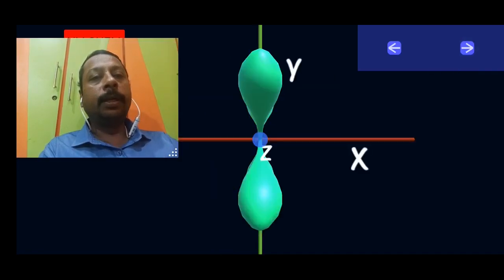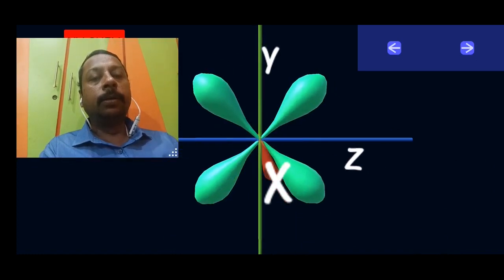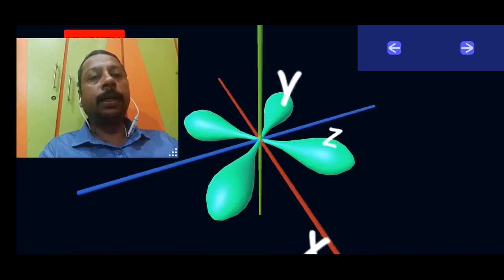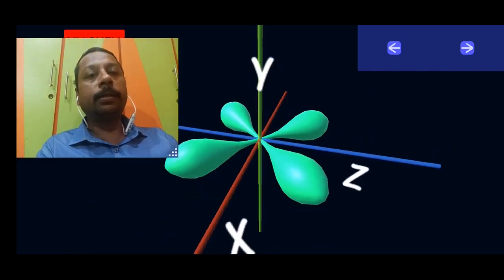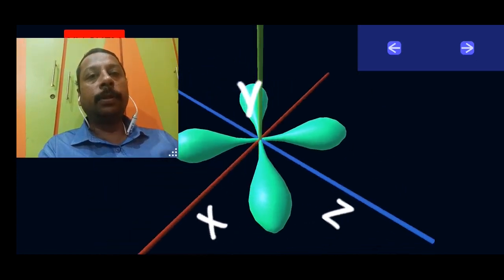If you understood the previous topic, now it is easy for you. See, here the x axis is perpendicular, so the lobes are placed in Y and Z. Hence this will be dyz. Next, see which axis is perpendicular. The Y axis is perpendicular, hence the location is in the x and z plane. Therefore this is the third orbital, dzx. What is the common thing in these three? The lobes are in the coordinating planes. Now let's see the next one.